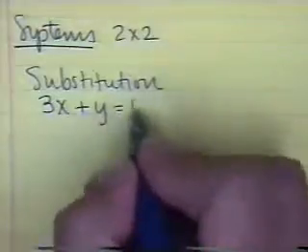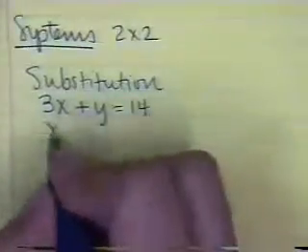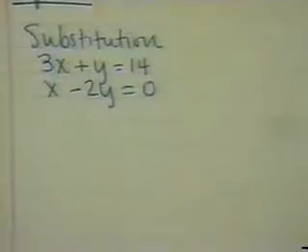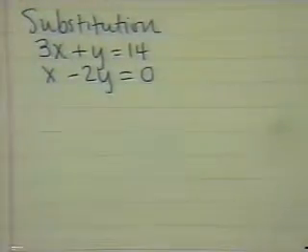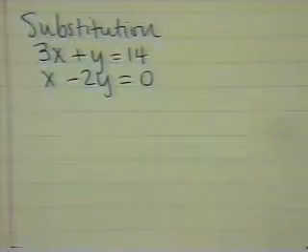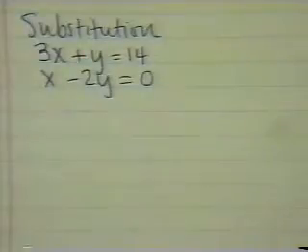3x plus y is equal to 14. x minus 2y is equal to 0. In the substitution method, the idea is that we're able to, through substitution, create an equation with a single variable in it so that we're able to solve for one and then plug in and solve for the other.